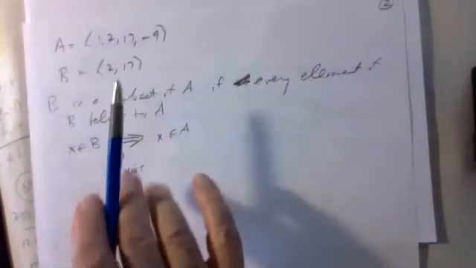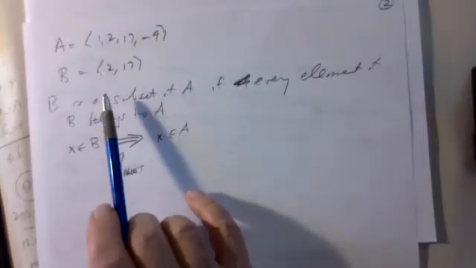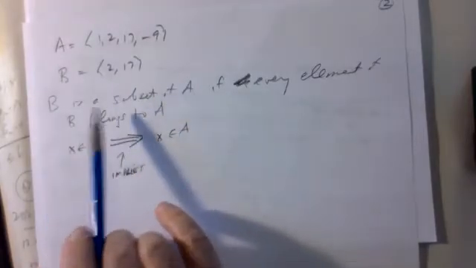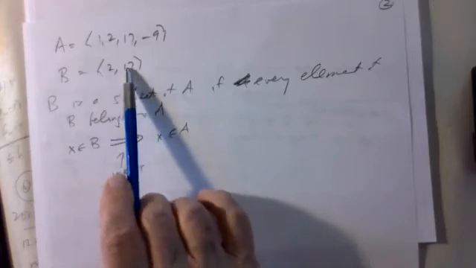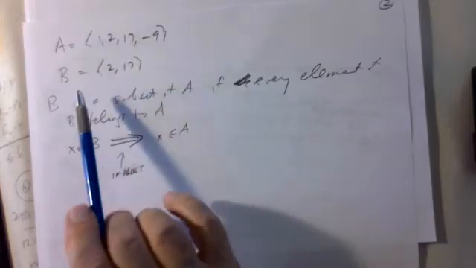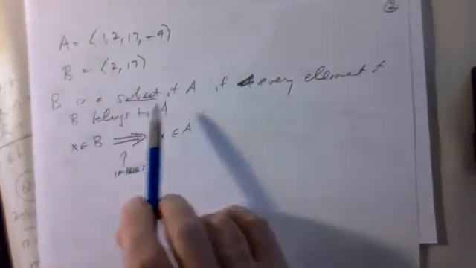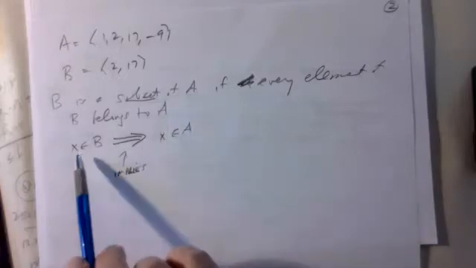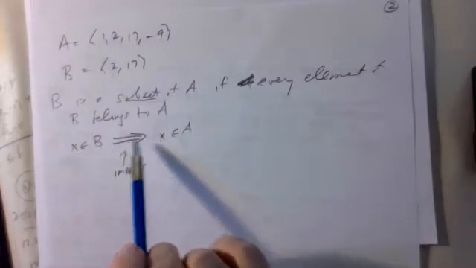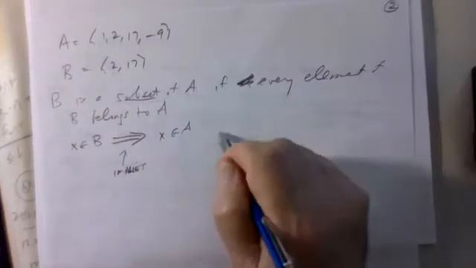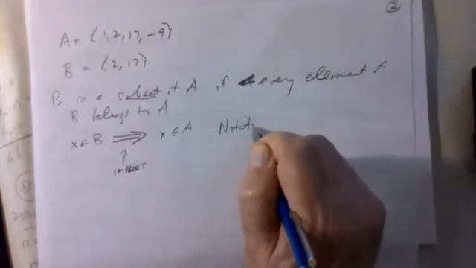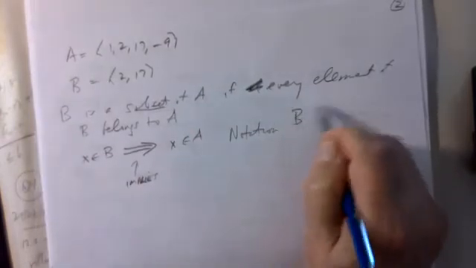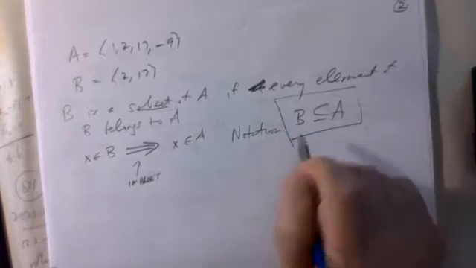If we have this set A, 1, 2, 17, and minus 9, and a set B, which is 2 and 17, you see that every element of B is an element of A. When that's the case, we say that B is a subset of A. So the definition of subset is B is a subset of A if whenever X is in B, that implies X is in A. And the notation for a subset is B contained in A.